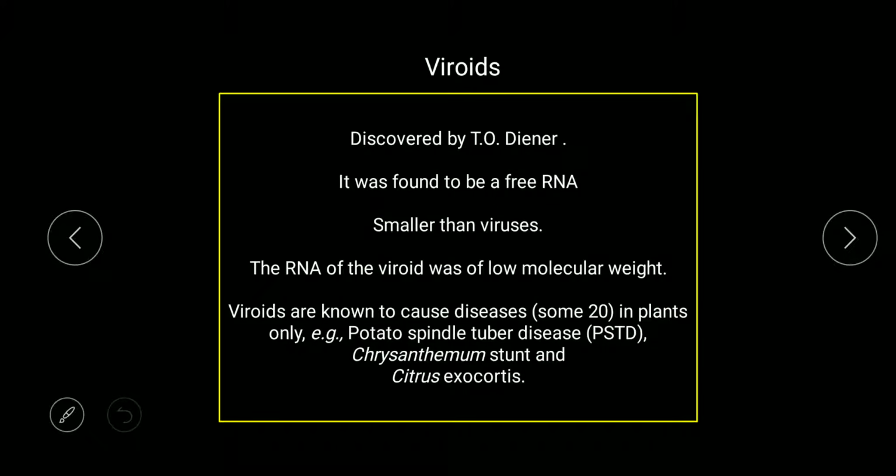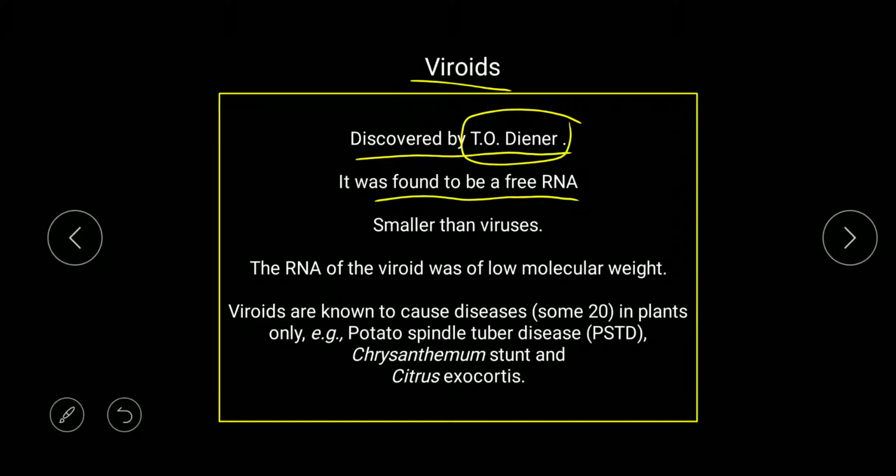Next we talk about another infectious agent like viroids. The term viroid was discovered by T.O. Diener, and these are found to be free RNA, meaning protein is absent. They are devoid of a protein coat.